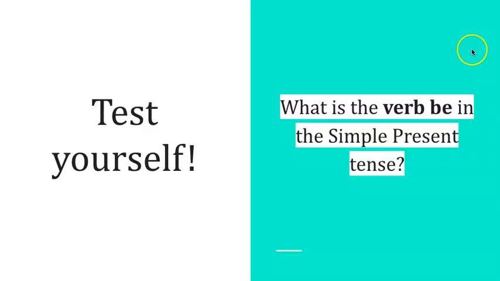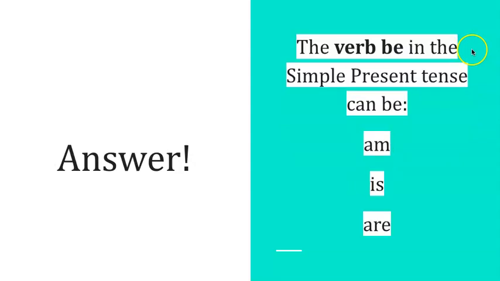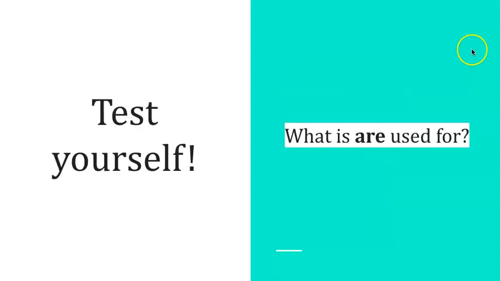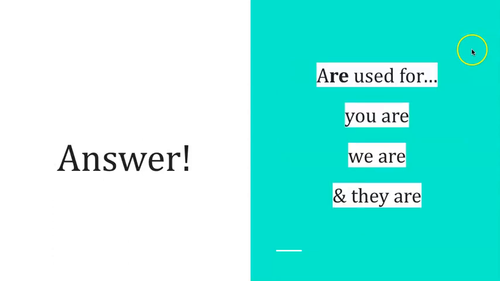Test yourself. You can ask yourself, what is the verb be in the simple present tense? And then practice answering. The verb be in the simple present tense can be am, is, or are. For another example question that you can ask yourself, what is are used for? Are is used for you are, we are, they are.